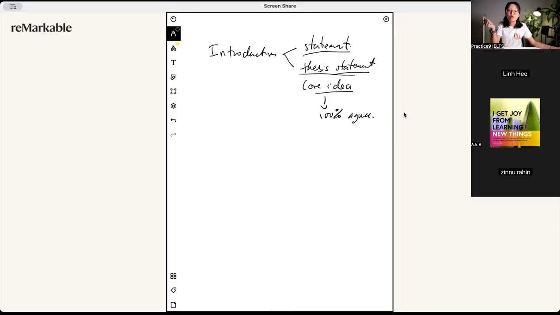I just want to know your opinion about this. So before we move back to the writing, let's talk about the statement over here. The question here is that we already have the statement in the task. Why do we have the statement here in the introduction?